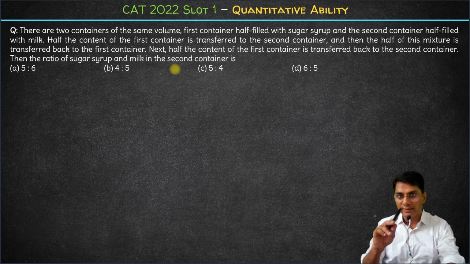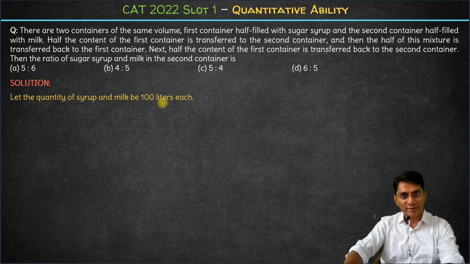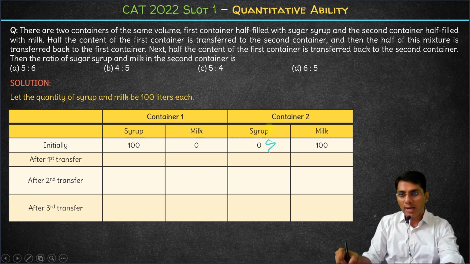So we are doing this transfer thrice: 1 to 2, 2 to 1, and then again 1 to 2. So the transfers are done 3 times. Now let's assume that the total volume of the containers is 200 liters initially and they are half filled with sugar syrup and milk. So each of the containers has 100 liters of sugar syrup and milk respectively. So let the quantity of sugar syrup and milk be 100 liters each. So we have this table. Initially container 1 only has sugar syrup and no milk, whereas container 2 has no sugar syrup, only milk.